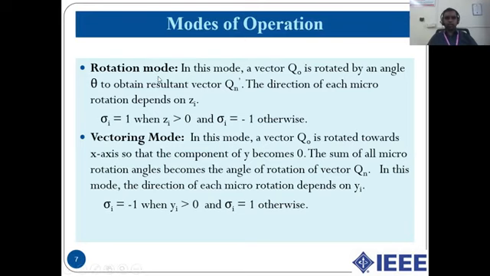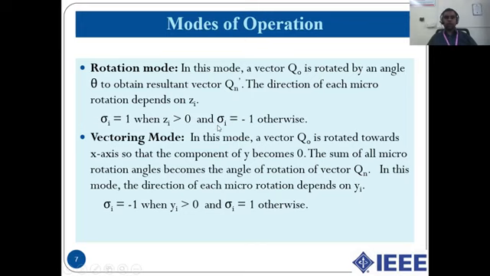I would like to explain those modes of operation as previously discussed. There are two operating modes: one is the rotation mode and the other is the vectoring mode. In the rotation mode, a vector Q0 is rotated by an angle of theta to obtain the resultant vector Qn dash, and the direction of each micro rotation depends upon that scaling factor Zi. Whenever Zi is greater than or equal to 0, sigma i, the scaling factor, is considered to be 1, and whenever Zi is less than 0, then generally we consider sigma i equal to -1.